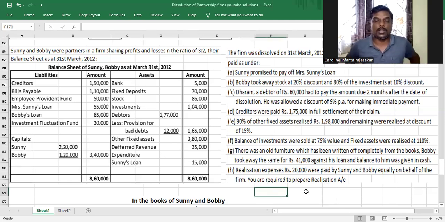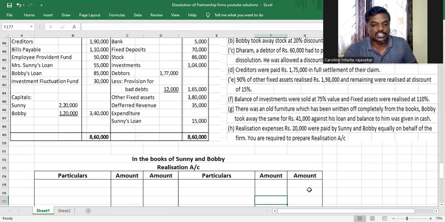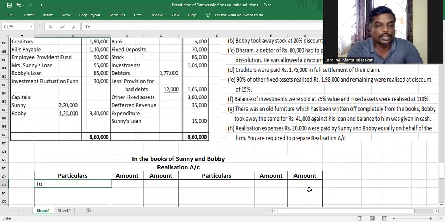Now, whenever you are required to prepare the realization account, the first step would be to transfer all the assets and liabilities to the realization account at their book value. As I told you, you don't even have to read the adjustments. You just have to transfer all the assets other than accumulated losses, loan to partner, and bank, cash in hand. Other than that, everything else has to be transferred. So we'll start with fixed deposits.